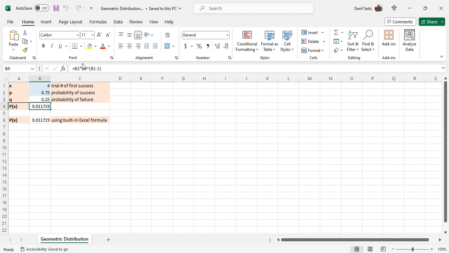And then the formula for the probability using the geometric distribution is right here, and you get this result. An alternative way to get it is using a built-in Excel formula right here that gives the same result.